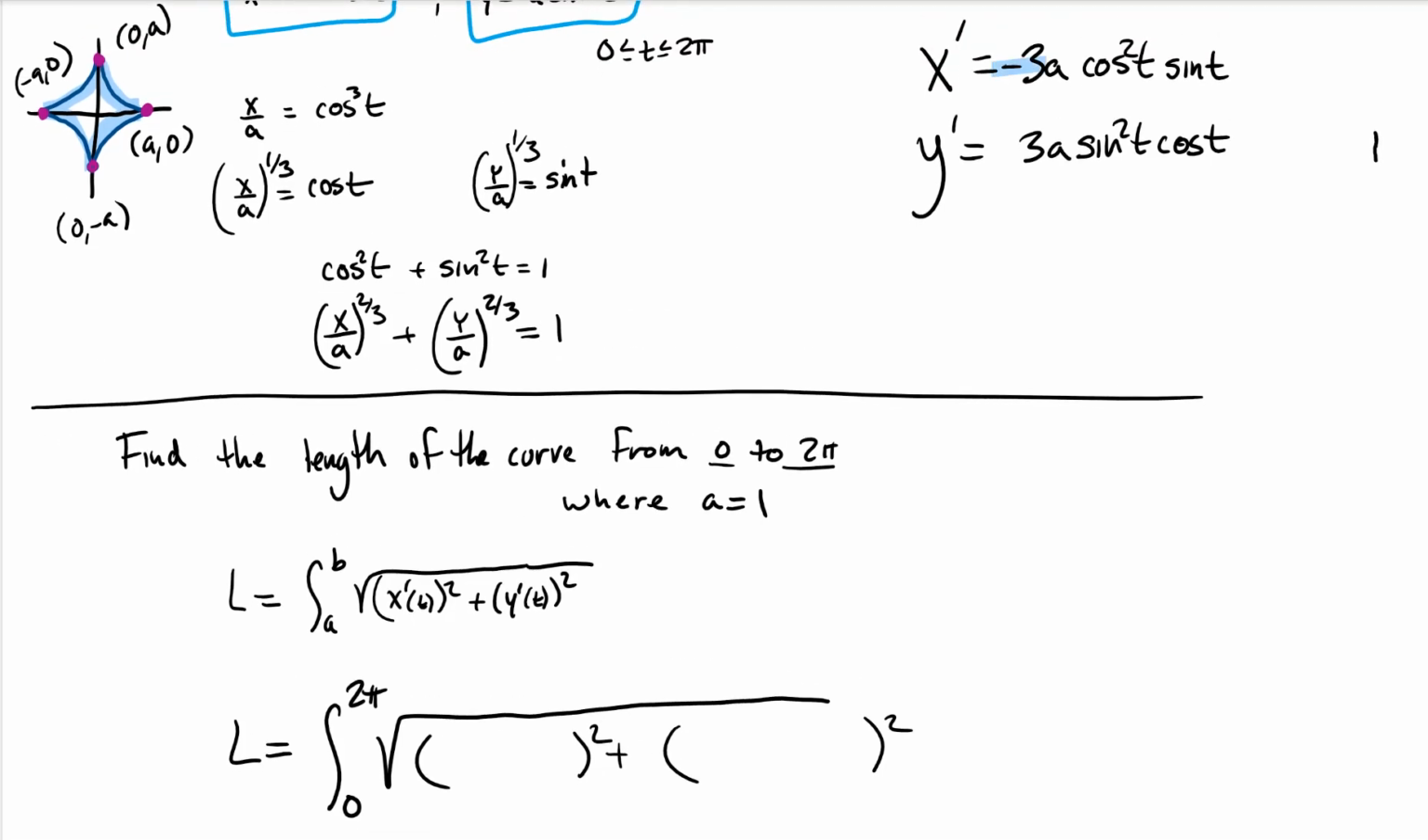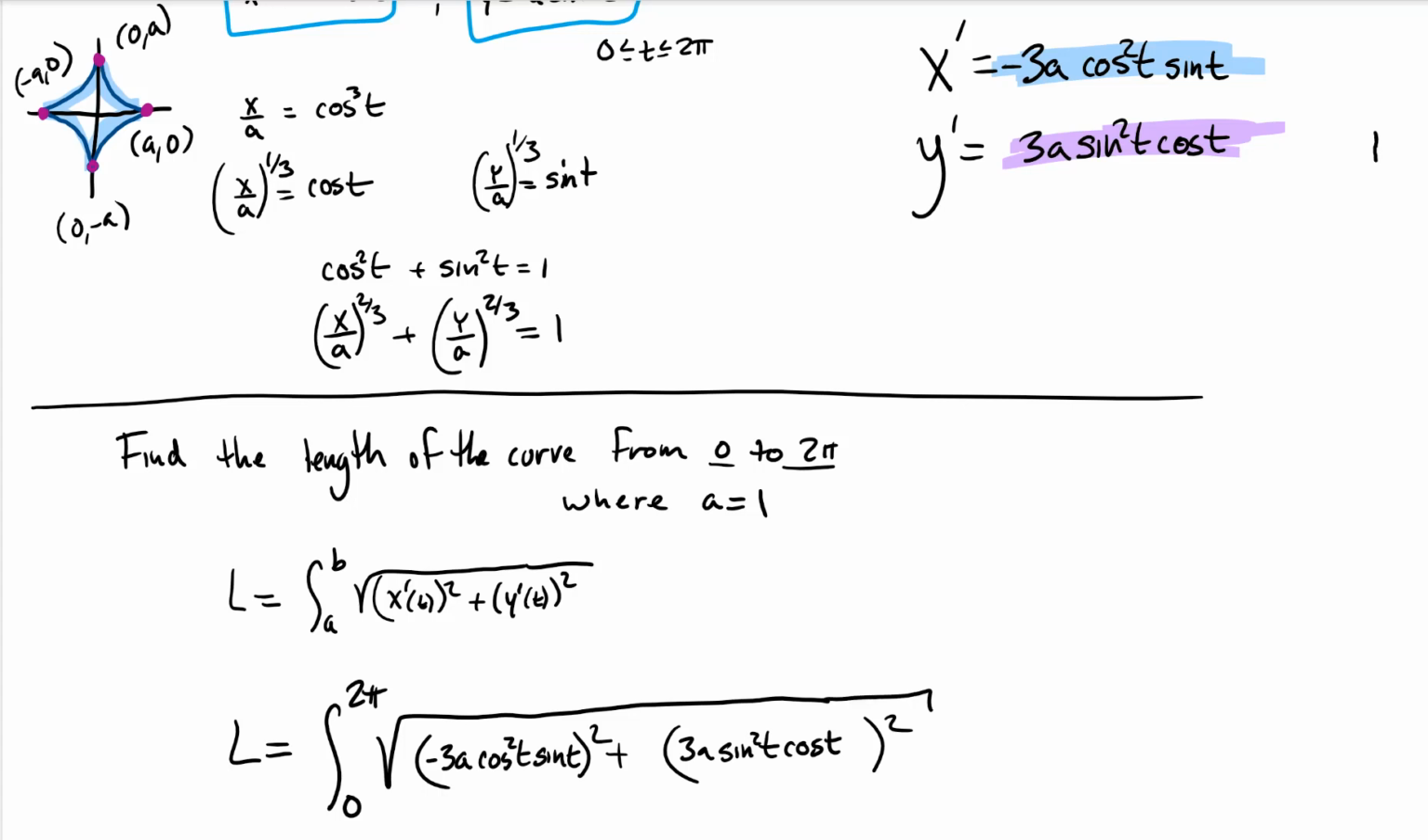So our x prime goes in there. Negative 3a cosine squared t sine of t. Now we're going to place our next one in there. 3a sine squared of t cosine of t, and all that stuff is squared.